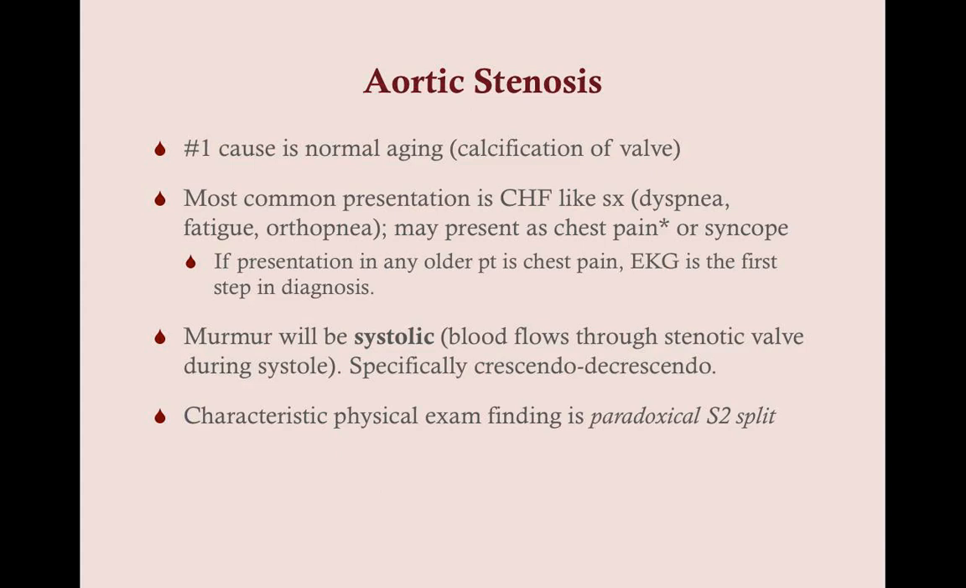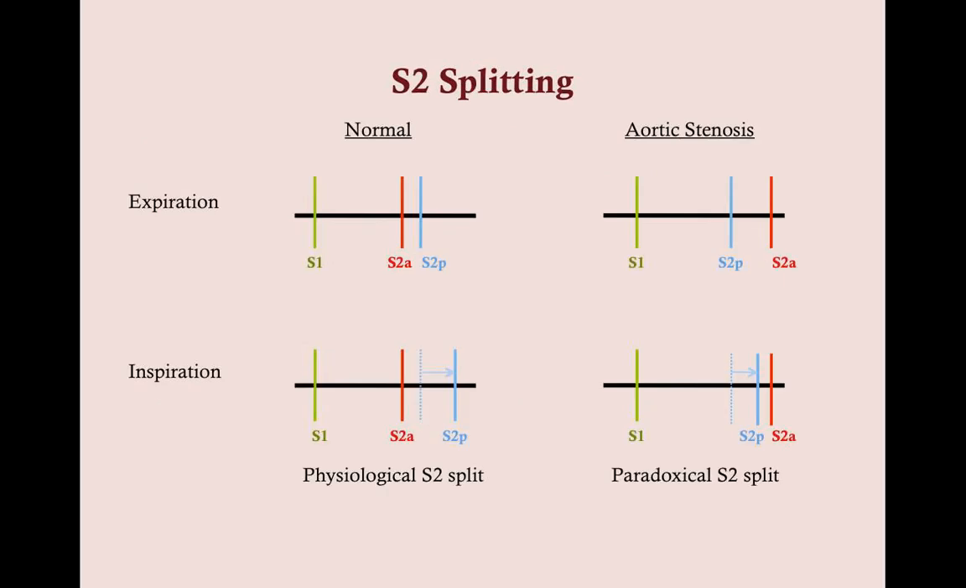The characteristic physical finding in aortic stenosis that you're going to see a lot on the USMLE, it's kind of hard to detect in real life, but you'll hear it on the USMLE, and it should be a somewhat obvious auscultation if they give you the actual sound of it, if they give you the multimedia of it. It's the paradoxical S2 split. So let's talk about the pathophysiology behind that.